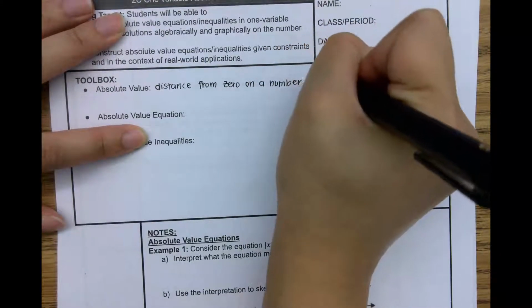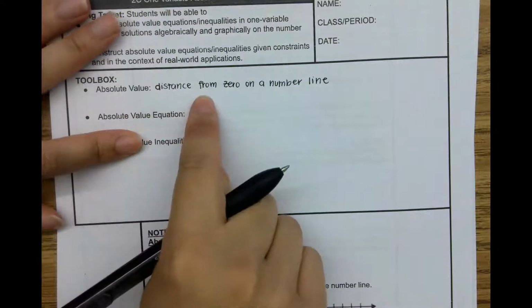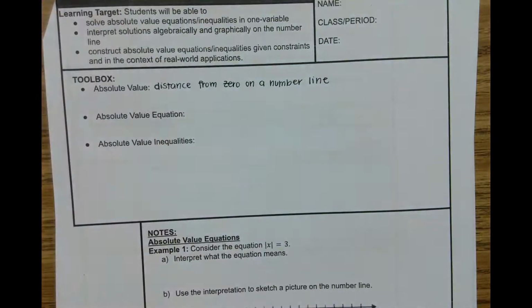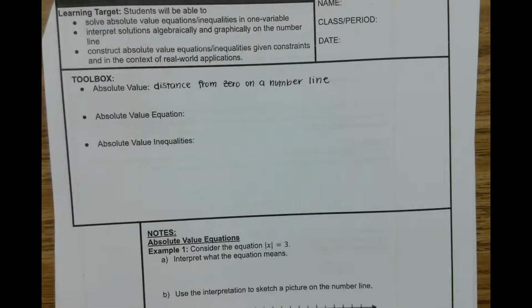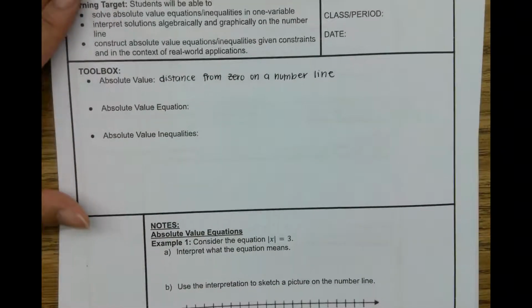And because absolute value is distance, absolute value cannot be negative because we cannot have negative distance. It wouldn't make sense to say, oh, I went negative 3 feet. That does not make sense. So that's why absolute value is always positive because we're talking about distance.